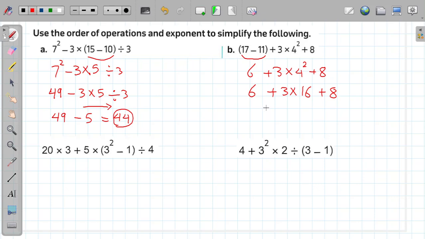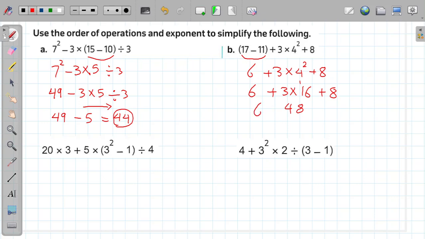Next, we do the multiplication operations. So I have here 3 times 16 equals 48, because 3 times 6 equals 18. So I have 8 and I will carry up 1. So 3 times 1 equals 3, plus 1 equals 4.